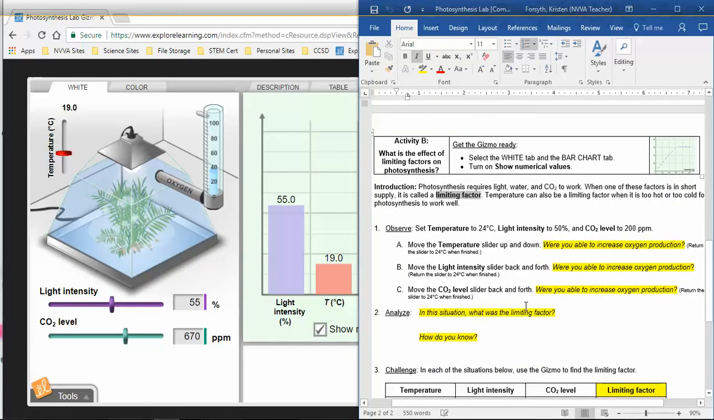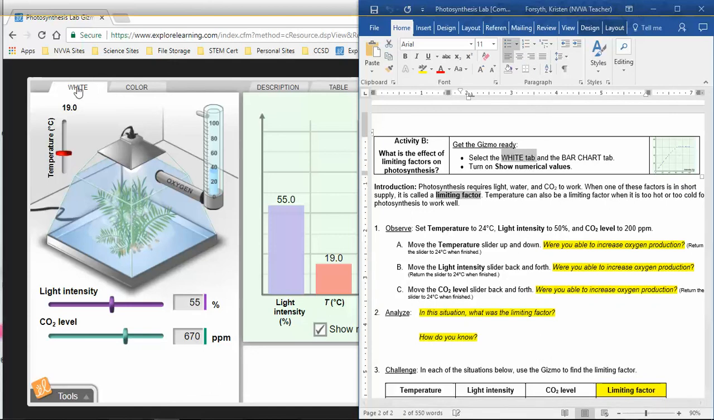Activity B, okay? We're still using, right here we're looking at limiting factors on photosynthesis. You want to look at the white tab, which is right here. We're on white already. Also the bar chart tab, okay? And then it says turn on show numerical values. We've already done that. It tells us right here that photosynthesis requires light, water, and carbon dioxide to work. When one of these factors is in short supply, it's called a limiting factor, okay? Temperature can also be a limiting factor because if it's too hot or too cold, photosynthesis does not work well either.